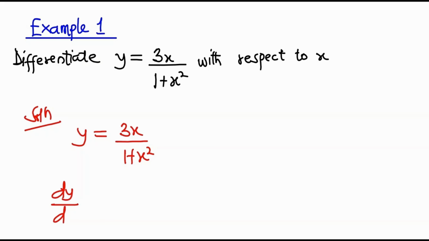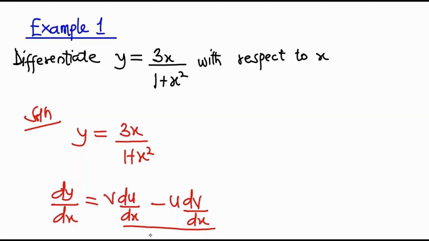dy/dx is equal to v du/dx minus u dv/dx, all divided by v squared. And this is the quotient rule. So it means that from the function we have to identify our u and v and then differentiate. When we are done, we substitute into the formula.